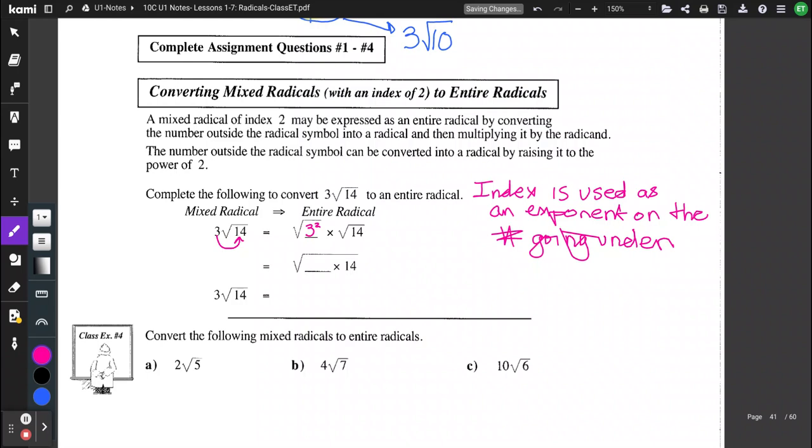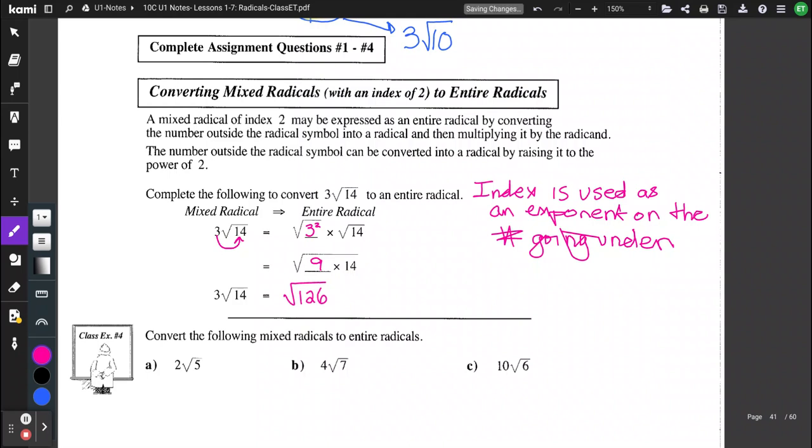So now we're going to solve 3 squared. 3 squared becomes 9. And now you're going to multiply 9 times 14. And we're going to get square root 126. So again, if we check their decimals, the decimal answers would match.